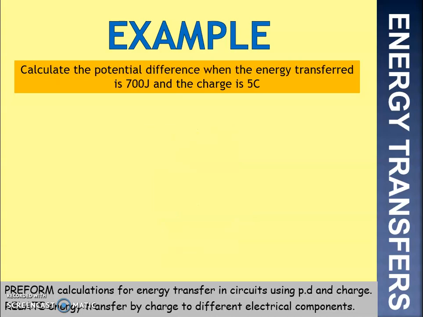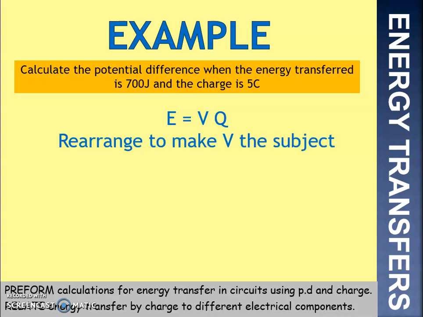Calculate the potential difference when the energy transferred is 700 joules and the charge is 5. So we'd need to rearrange our equation. We know that energy equals potential difference times charge, but we want potential difference to be the subject. So we need to rearrange it to make V the subject. We need to move Q over to the other side of the equal sign. So when we do that, we do the opposite of what's happening on that side. Giving us potential difference is energy divided by charge.